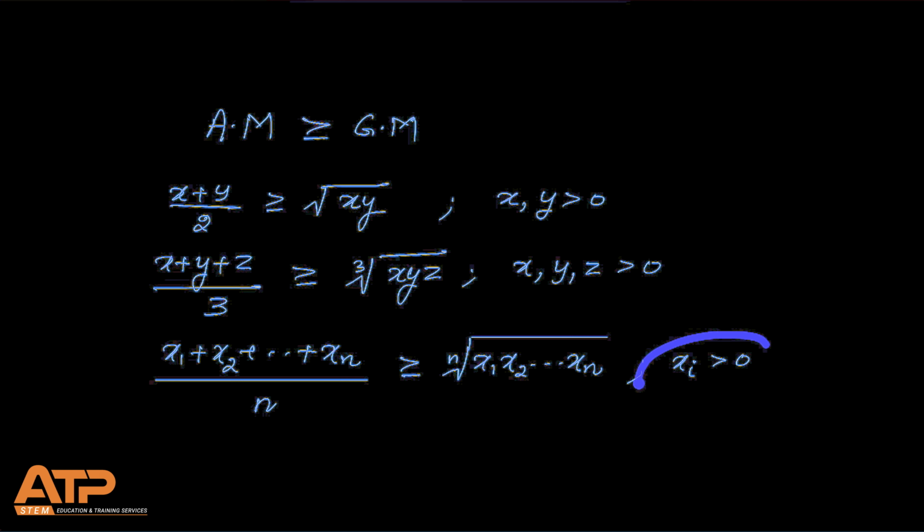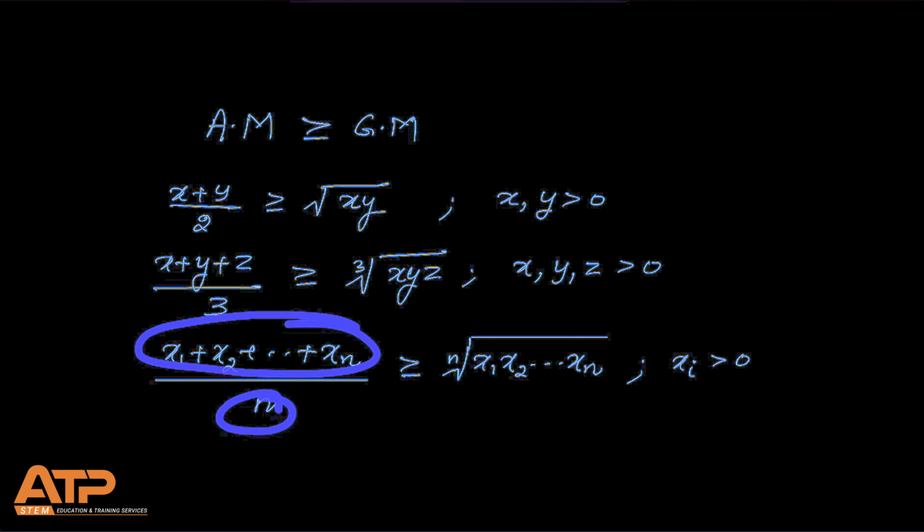If we have n positive numbers x1, x2 till xn, then (x1 plus x2 till xn) divided by n is greater than or equal to the nth root of the product of these numbers. Let's look at some important questions based on this relation.